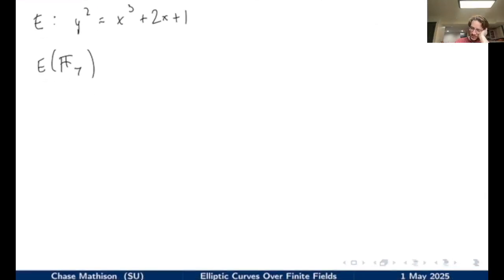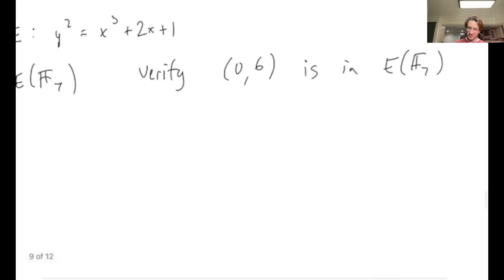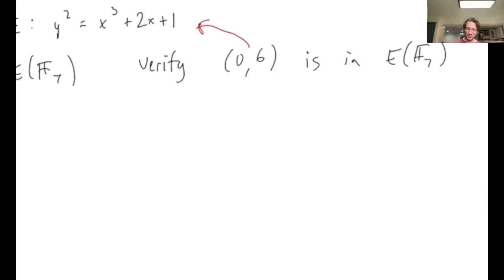Let's verify that 0, 6 is even on the elliptic curve, is in E over F7. Well, to verify that, I'm just going to plug in this point: the x coordinate for x's, and the y coordinate for the y's. And if I get something that's true, then that's a verification that this point lives on this curve. Okay, so I plug in x equals 0. I get 0 cubed plus 2 times 0 plus 1.